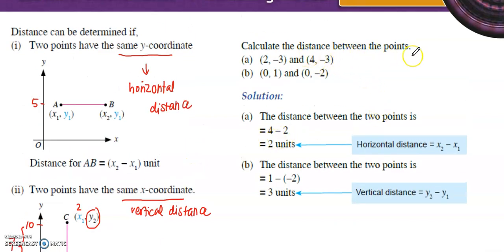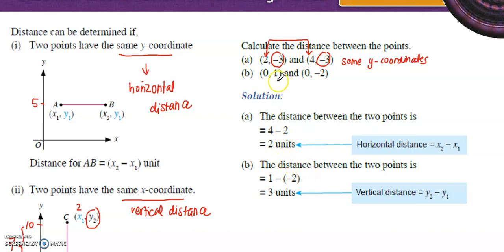Okay, so calculate the distance between the points. We can go to the example. You can see for question A, it has the same value for the y coordinates. Same y coordinates, awak tak payah usik koordinat yang sama tu, awak hanya usik koordinat yang berbeza sahaja. Maknanya kat sini bila same y coordinates, kita akan calculate the horizontal distance. Contoh dia macam ni lah. The distance between the 2 points, you just ambil x2 tolak dengan x1, which is 2 units.